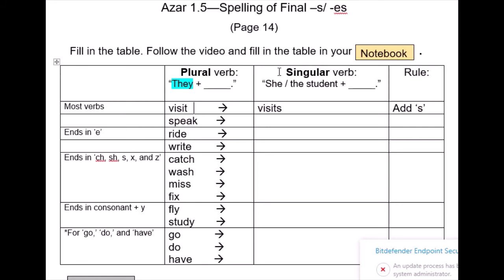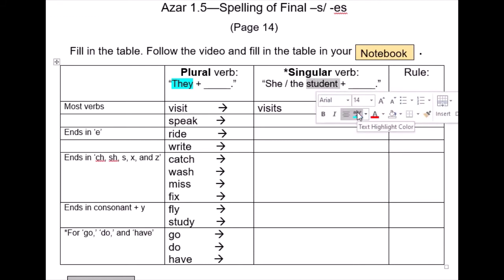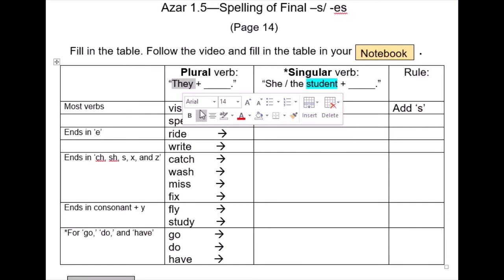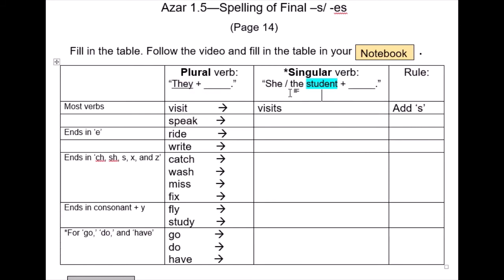Now, when you switch to singular form, for example, the student, that is a change because you have to put S or you have to change the spelling. Okay, so for example, for most verbs, we use S as our spelling. Easy. So that's an easy rule. On your table, make sure you have the plural verb, singular verb, and the rule.